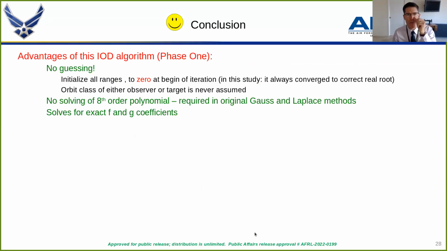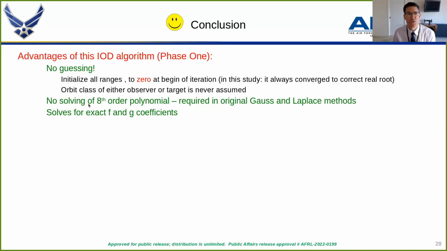Also, I want to mention that in phase 1 of this study, there was no guessing in the initial part of the batch filter. So there's no guessing for the range applied to the unit vectors between the object of navigation and the observer. So we start that value at 0. If you can guess 0, this will converge. And the other assumption we didn't make was the class of either the observer or the target, but we did assume that it's somewhere about the Earth and not knowing about the moon.